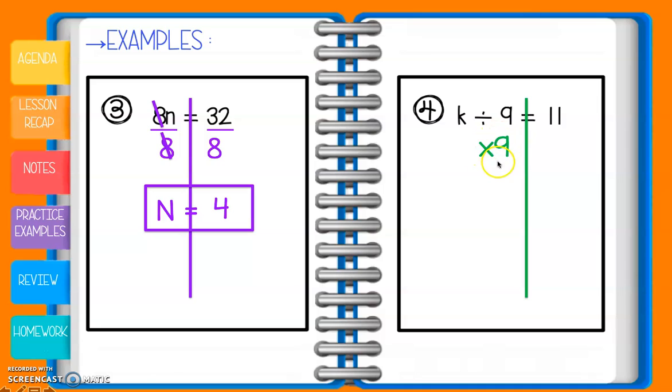Whatever I do on this side, I've got to come over here and do the exact same thing on the other side. So I have divide by 9 times by 9. So over here, I'm going to times by 9. My divide by 9 and my times by 9, those are inverses, they're opposites, they cancel, and I'm left with just my k. And over here on this side, we have 11 times 9, and we get 99. So our solution is k equals 99.